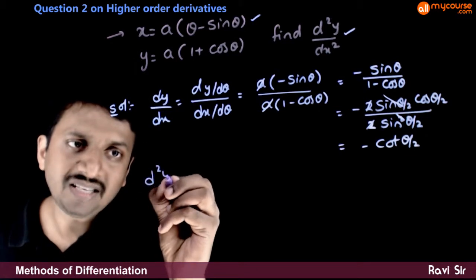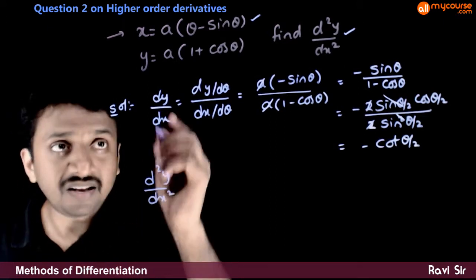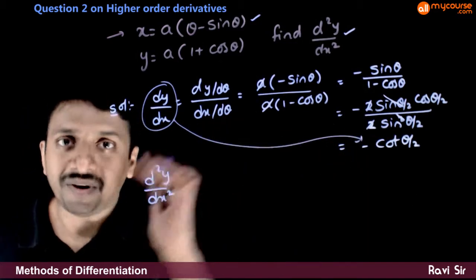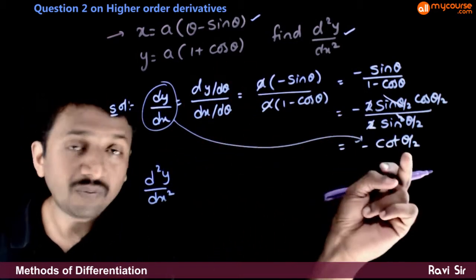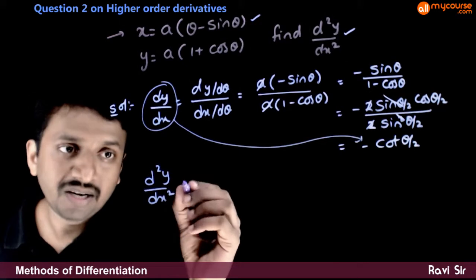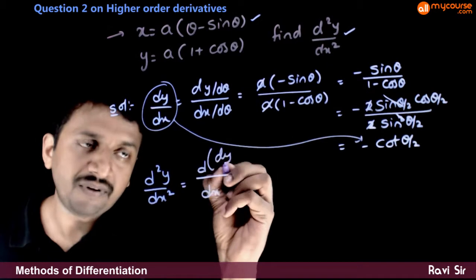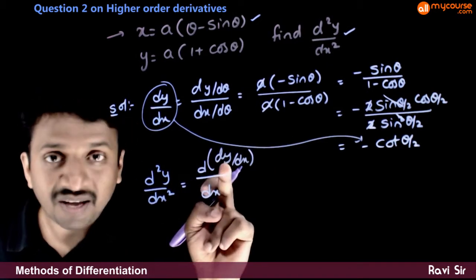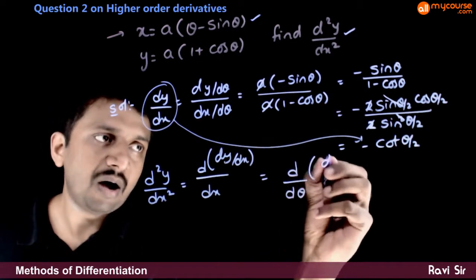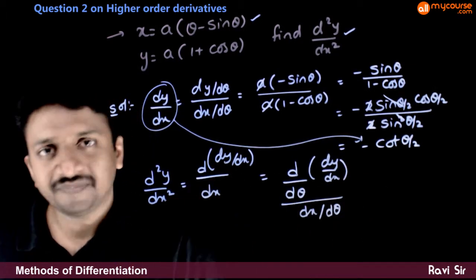Now, what is d square y by dx square? So remember the concept that we have seen. We have seen that dy by dx will be in terms of the parameter. So here the parameter is theta. You can very clearly see that dy by dx is in terms of theta. So d square y by dx square is nothing but d by dx of dy by dx. But dy by dx is in terms of theta. So what I do is d by d theta of dy by dx, divided by dx by d theta.